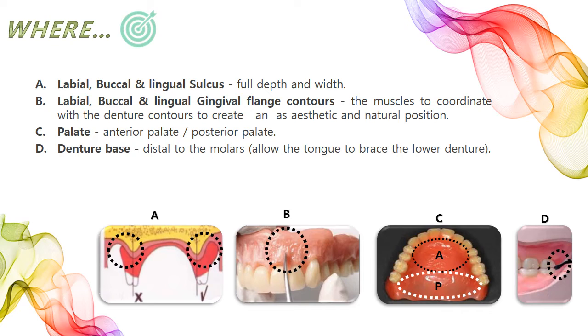And the last diagram demonstrates the denture base extension which is located distal to the last molar, which we have arranged. So the proper contouring at this location allows the tongue to brace the lower denture and helps to establish the stability.